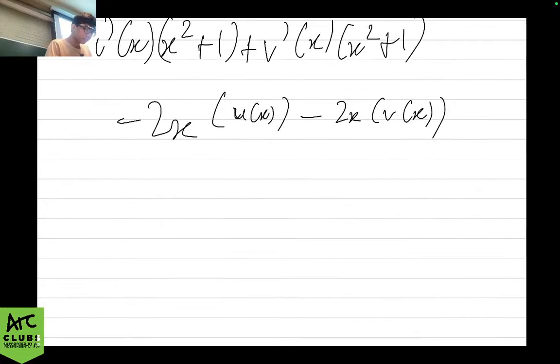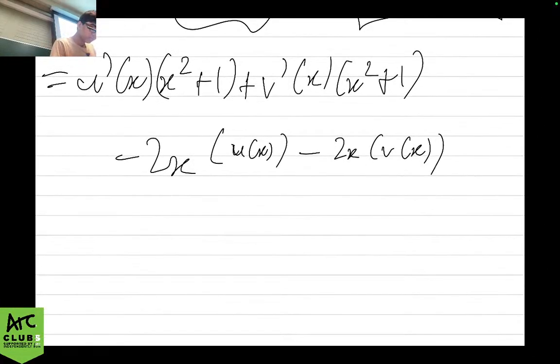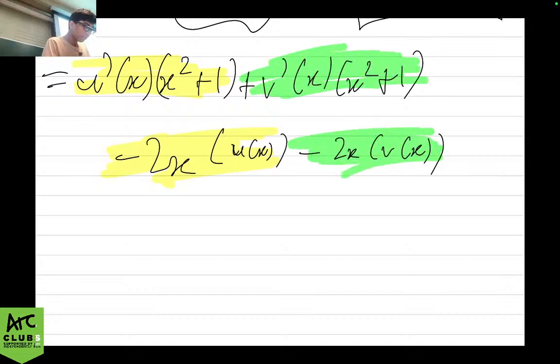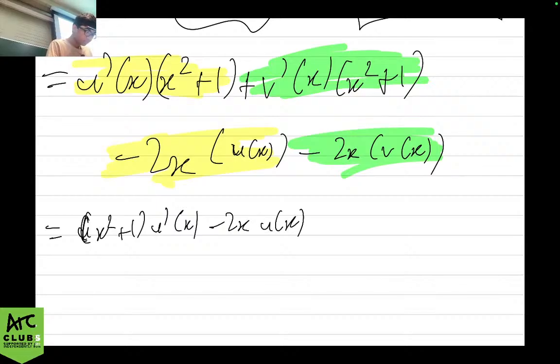And each of these I can just group. I can group this bit, and I can group this bit, and then I can group this bit, and I can group this bit. And you can see that is just bringing me back to, I'll do this, x squared plus 1, u dash x, minus 2x u of x, plus x squared plus 1 v dash x, minus 2x v of x.